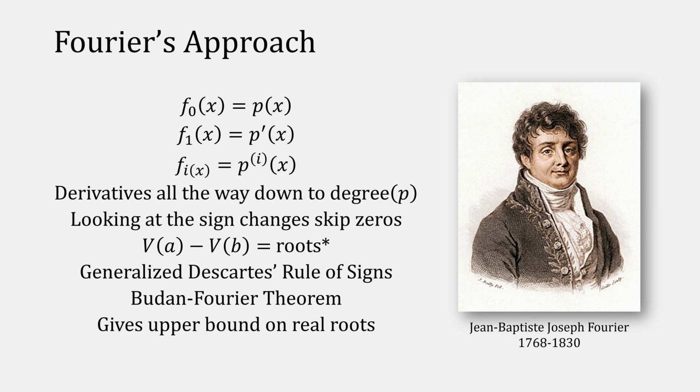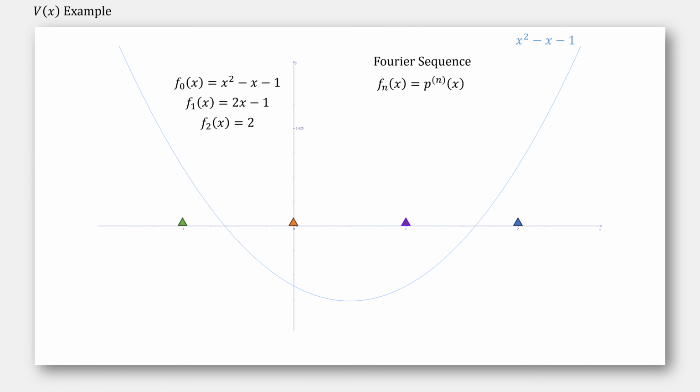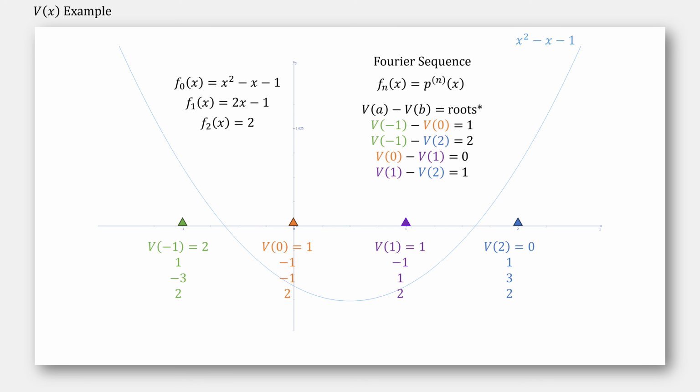The one drawback is that the number of roots it gives you is only an upper bound on the number of real roots. Going back to our earlier problem, let's just use Fourier's approach and see what its results are for our v functions, and they are exactly the same. It still works, but each of these numbers is only an upper bound. Sturm's approach gives us an exact number of real roots.